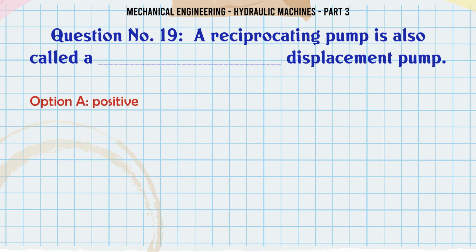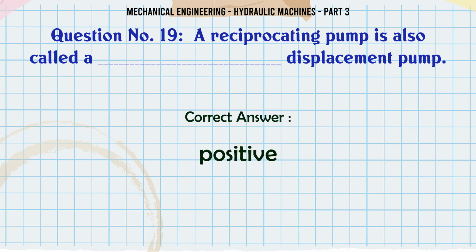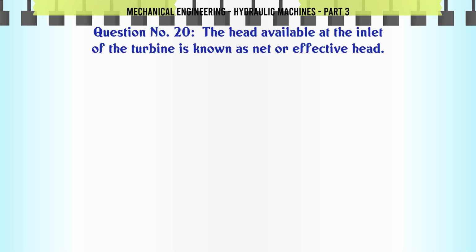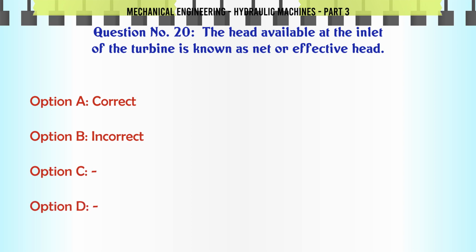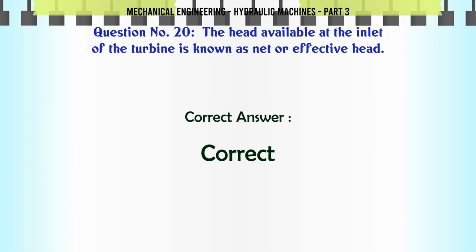A reciprocating pump is also called a displacement pump. A. Positive. B. Negative. The correct answer is positive. The head available at the inlet of the turbine is known as net or effective head. A. Correct. B. Incorrect. The correct answer is correct.